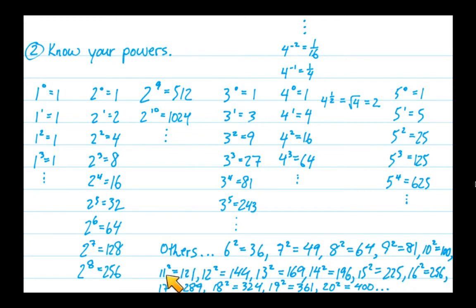Moving on to 11. 11 squared is 121. 12 squared is 144. Now, elementary school students have memorized up to this point. But in high school, even starting at Math 8, Math 9, I ask my students to start memorizing more, like 13 squared, 169, 14 squared, 196.